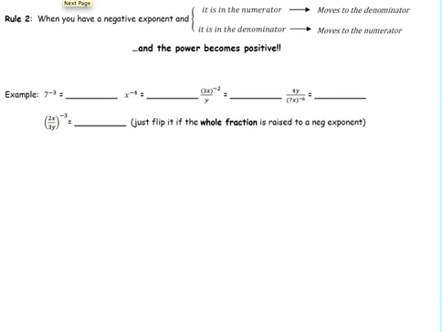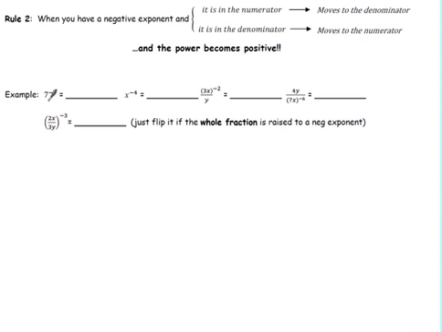The second rule says when you have a negative exponent, and here's where it gets a little tricky, if it's in the numerator, you move it to the denominator, and if it's in the denominator, you need to move it up to the numerator, and then the power magically becomes positive.